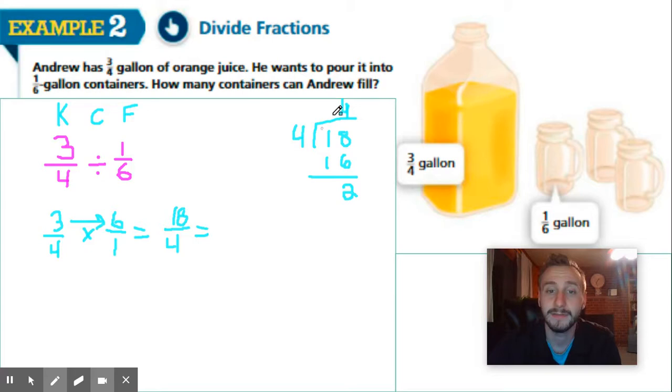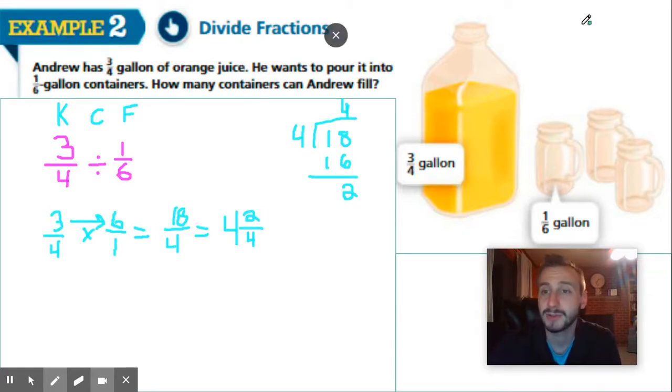So now we have our answer is 4. You write that big. So 4. Your remainder goes on top, 2. And what you divided by goes on the bottom. So our answer is 4 2/4. But hopefully you see that 2/4 can be simplified.